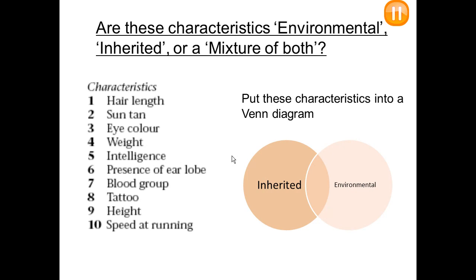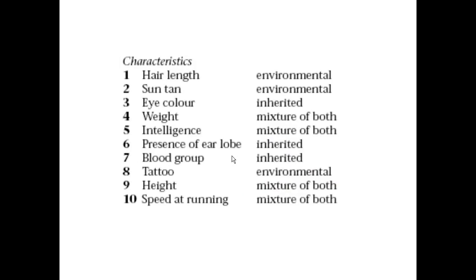Great, so it's time to have a look at the mark scheme. For each one of these characteristics, we need to say if they are environmental variation, inherited variation, or a mixture of both. For the first one, hand length is of course environmental, and we observed that when we were looking at the two twins, the twins' pictures. And suntan is environmental because it depends on how long you are exposed to the sun, and hair color is inherited. Weight is a mixture of both because it could depend on genes but also on your lifestyle.